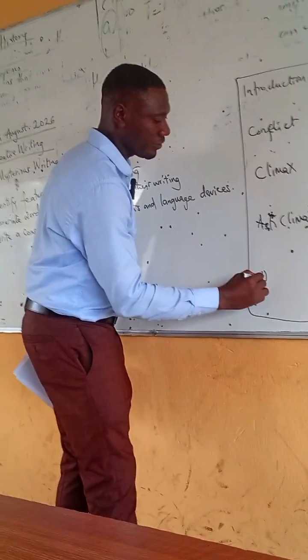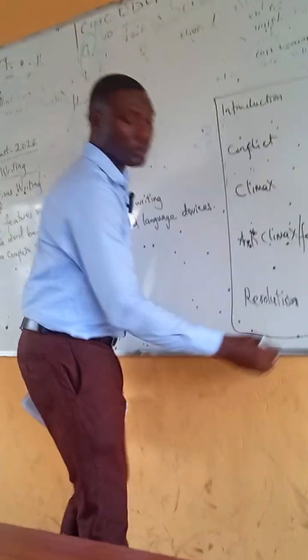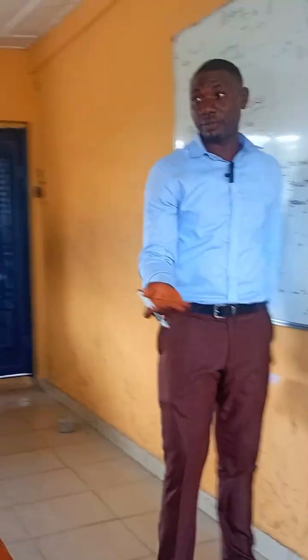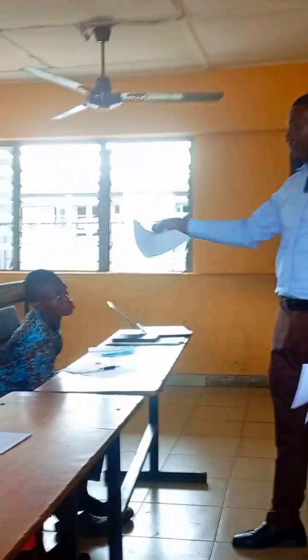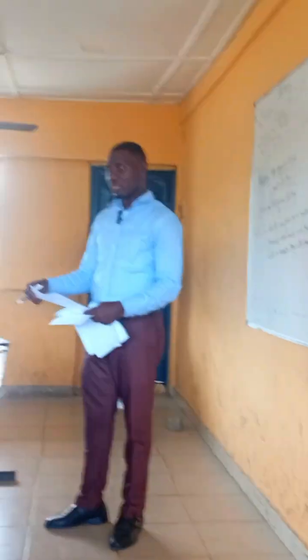And we have resolution. How many parts does a normal story have? How many? It has number 5. You all know that. So there are 5 parts you're going to share. Divide your paper. You are not folding. This time you are making a sketch.